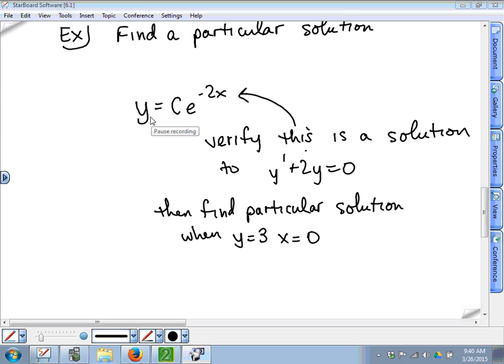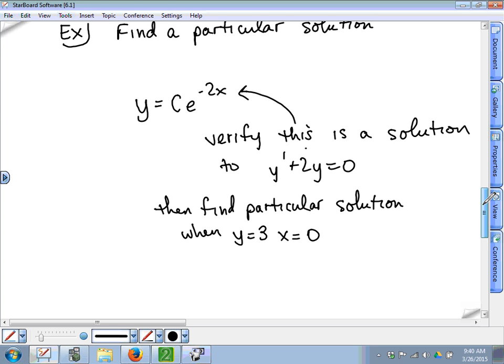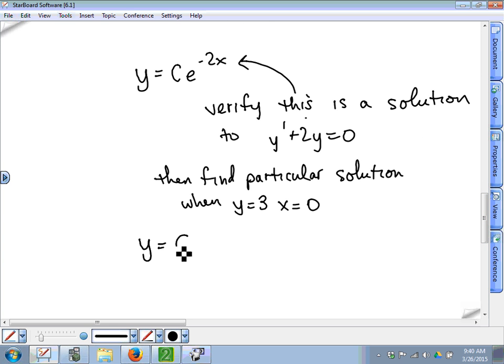Did we get it? So are you plugging in Ce to the negative 2x, or 2 times Ce to the negative 2x, and then the y prime, and then you're plugging in the x's? Once you've verified it, then you plug in for the particular into this. Oh, into the original. This now makes sense, because this is the solution. We just have to find out what c is.